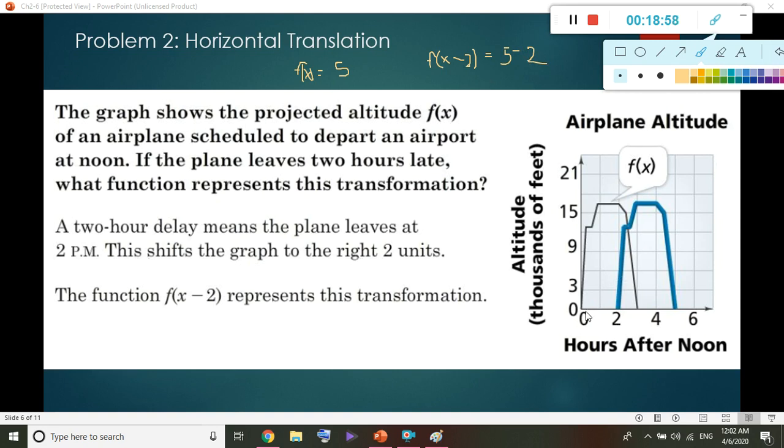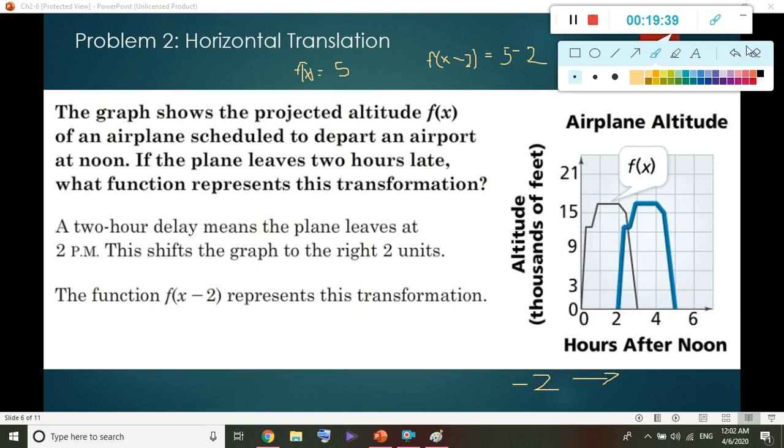So here, for example, let's say it's supposed to leave at 0 hours after noon, like at 12 o'clock, okay? Now, if it was 2 hours late, it means it's going to leave at 2 o'clock, or 2 whatever. If it's AM or PM, it's going to be the same, okay? So from 12, 2 hours late is going to be like 2. So negative 2 means it's going to move to the right. Okay, so this is how this function represents this transformation.